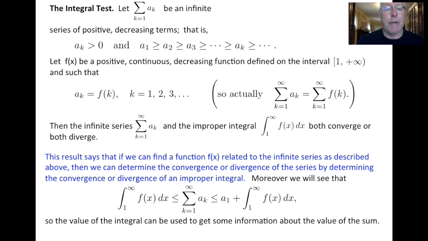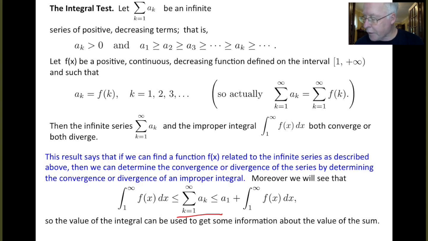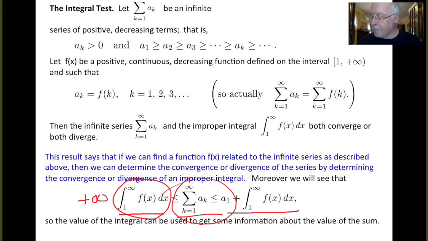If we have such a function f of x related to the infinite series, then the infinite series itself is going to be trapped between the improper integral and the number a plus that same improper integral. So this gives us a little information about the size of the sum of the series, if that series converges. And likewise, from this inequality, we can see that if this improper integral diverges, that is, if it's plus infinity, then the series being bigger would have to also be summed to plus infinity, that is, would have to diverge.